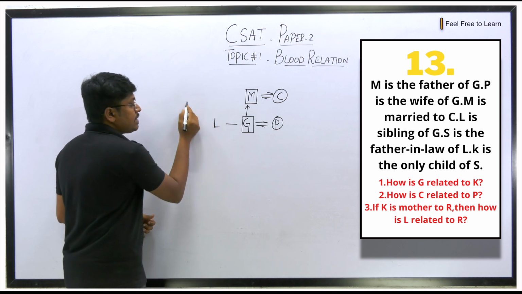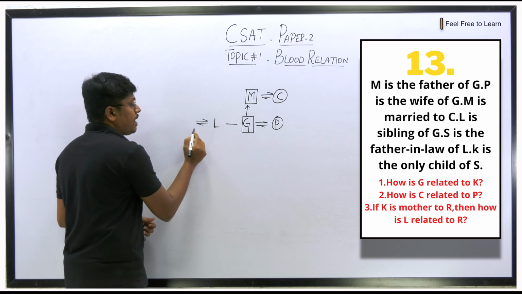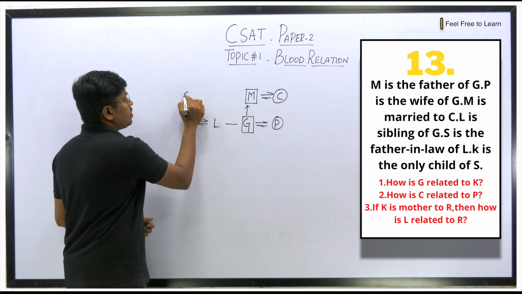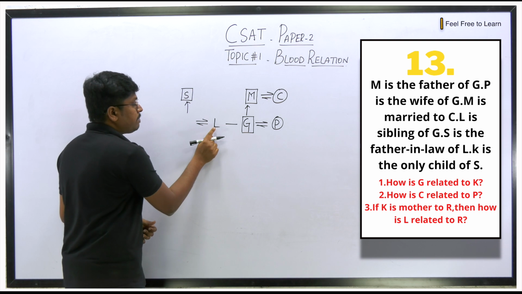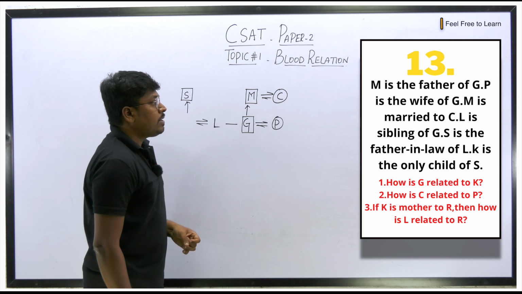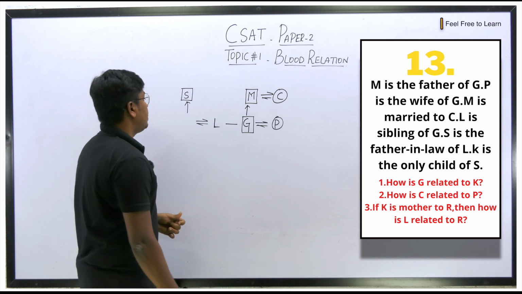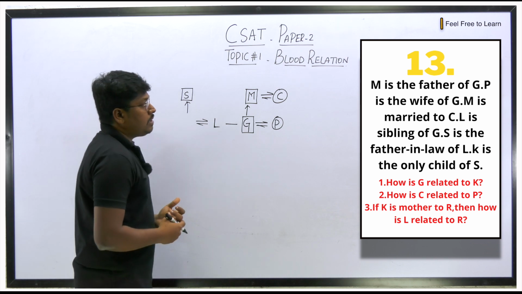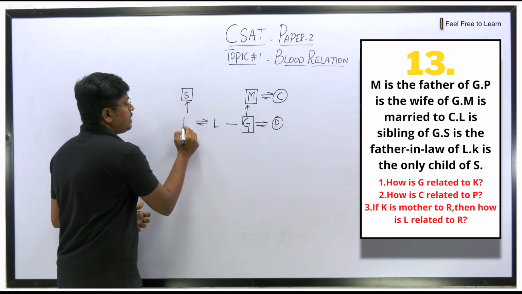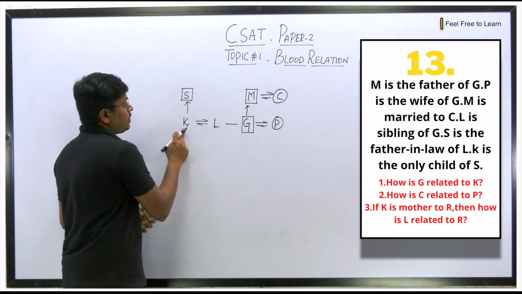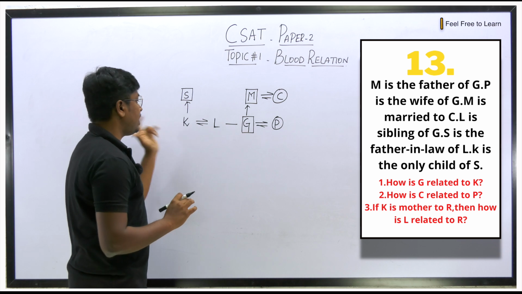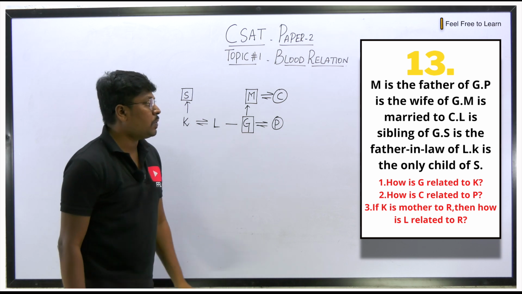So if L is calling someone a father-in-law, then L should be married to someone, right? We don't know the gender. So for that person, S should be the father. So only then we can say the person L will call S a father-in-law. Understood? So next point, K is the only child of S. So S's only child is K, but we don't know the gender of K, right? So according to the question, K is the only child of S.